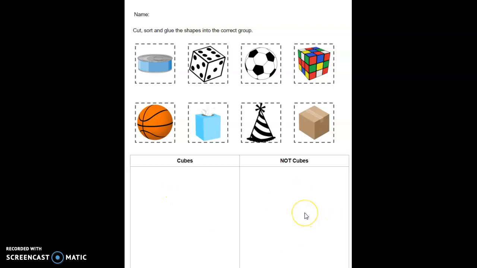If you're working on this at home and you do not have the paper in front of you, you are able to drag these in to the correct spot. Make sure you turn it into Google Classroom. And if you have any questions, ask your teacher.